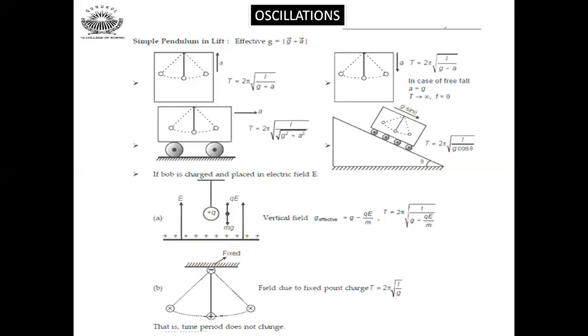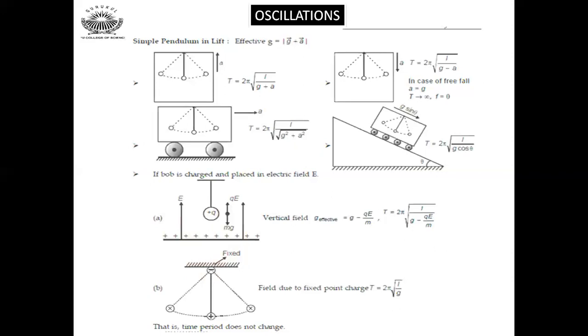Next, when it is moving in a vehicle, attached to the roof of the vehicle, T will be equal to 2π root of L divided by root of (g squared plus a squared). And when the vehicle is sliding down an inclined plane, then T equals 2π root of L divided by g cos θ.